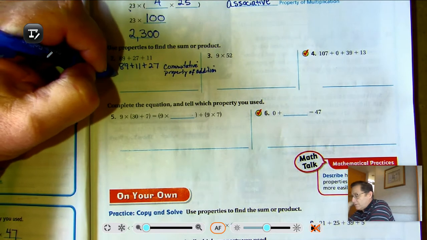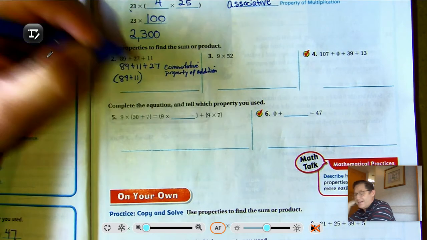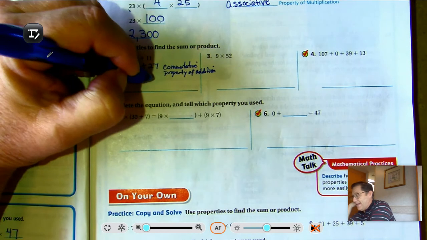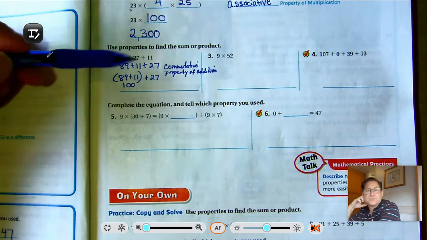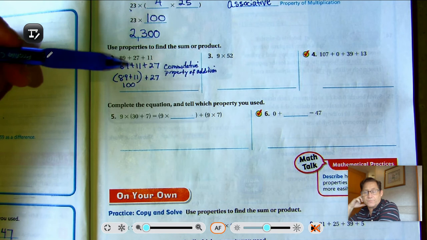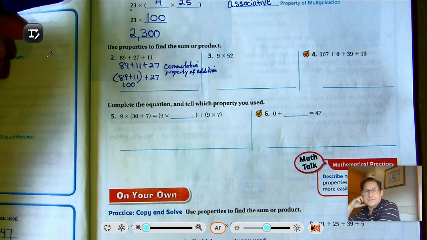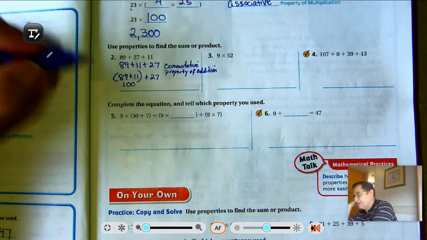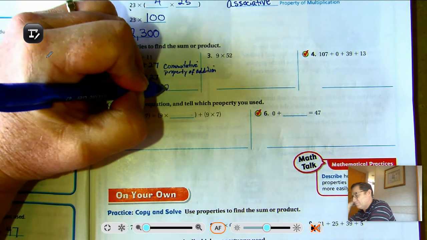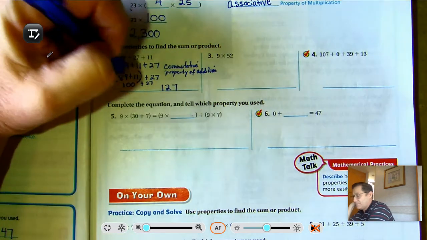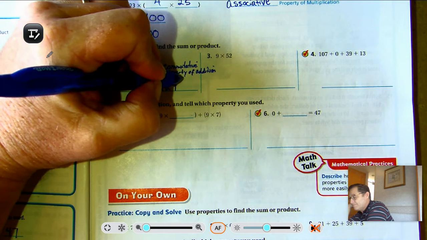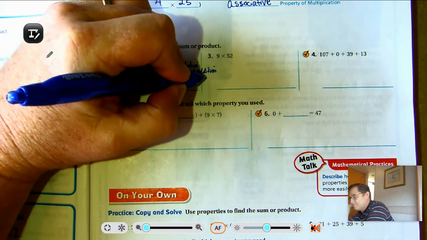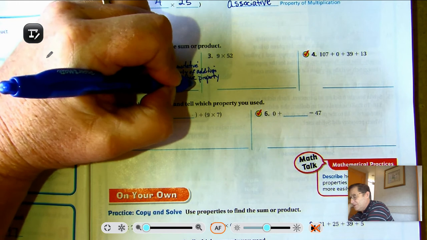I want to group 89 plus 11 and then add the 27. 89 plus 11 is 100. 9 plus 1 is 10. Regroup that, so we'd have 110 plus 8 tens and another 110. That's 10 tens, which is 100. And then 100 plus 27, 127. What step allowed us to group 89 and 11? The associative property of addition.